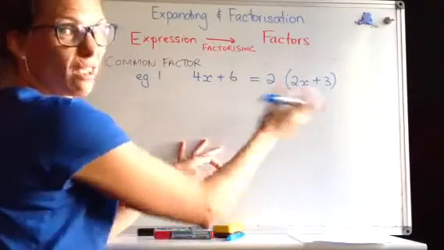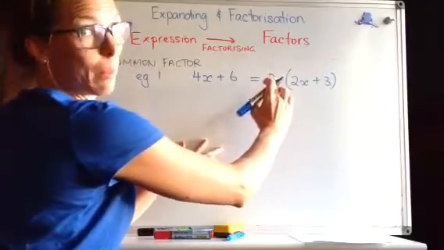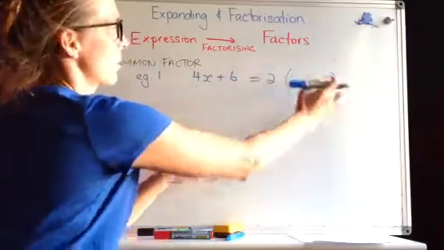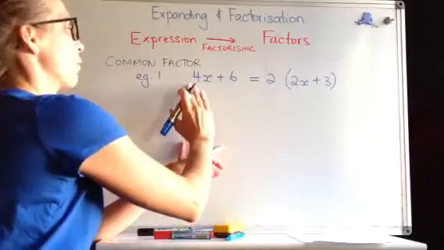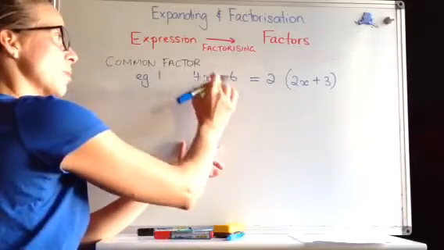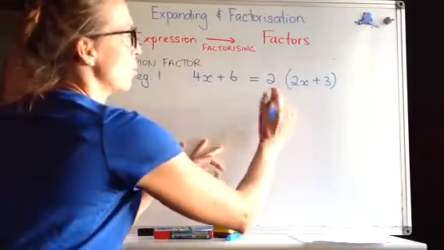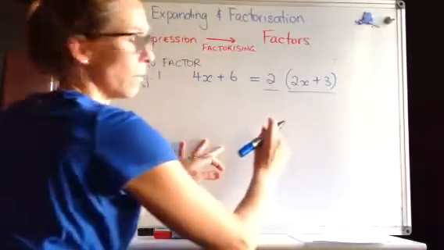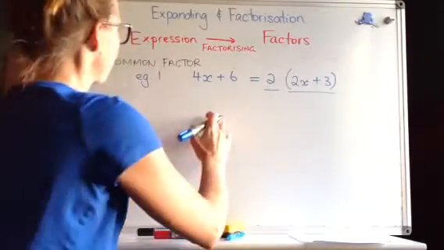And you can always double check if you did it right by multiplying it out or expanding it. 2 times 2x is 4x, 2 times 3 is 6. So this time I've gone from an expression, 2 terms with an addition, into 2 factors. Okay, and those 2 things are multiplying.